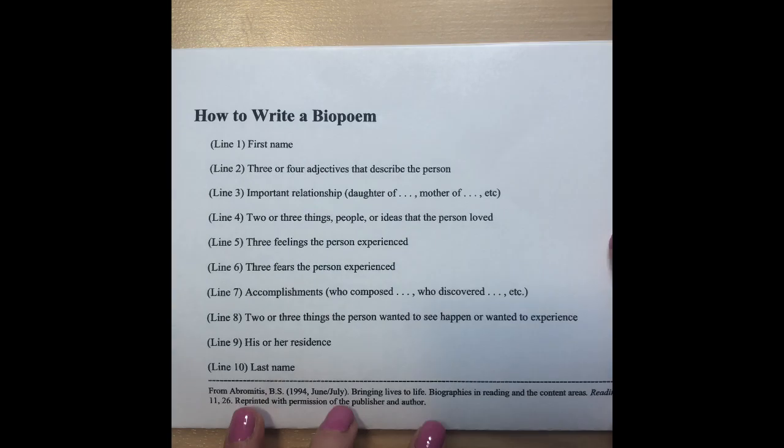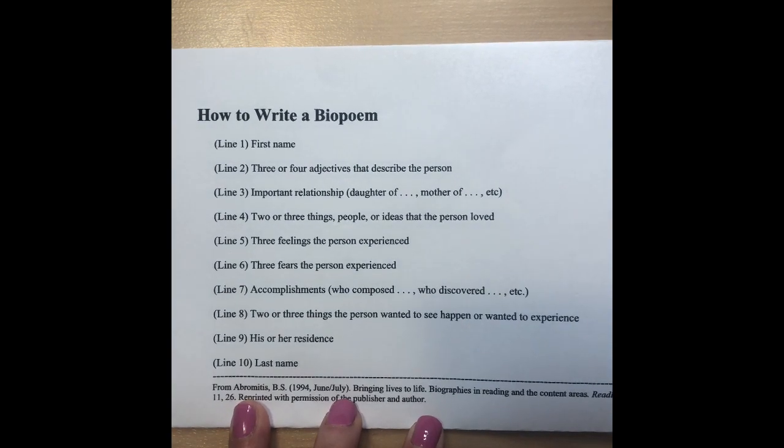The first line is going to be the first name of your character. Line 2 is going to be where you use 3 or 4 adjectives to describe that person. Line 3 is their important relationship. For example, are they the daughter of somebody, the mother of somebody, the father of somebody, and so on. Line 4 are 2 or 3 things, people, or ideas that the person loved.